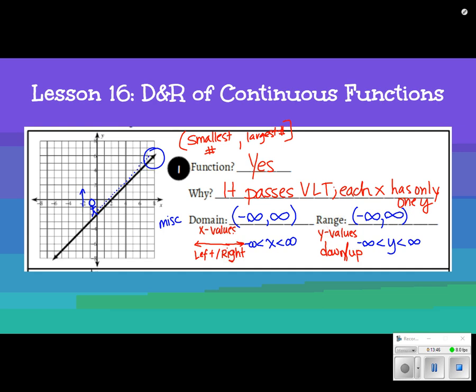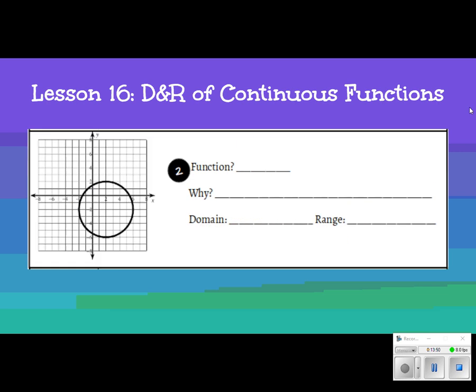Let's get another one. Oh no, I'm running into things. Okay, here we go. Oh, look at the pretty circle.